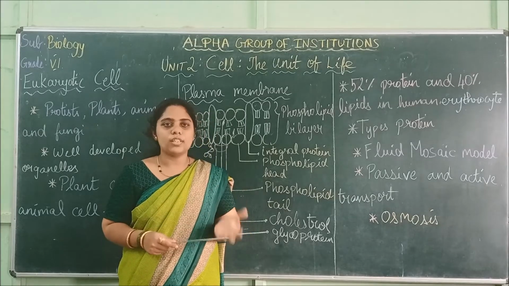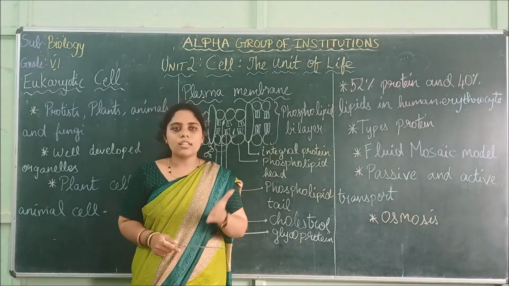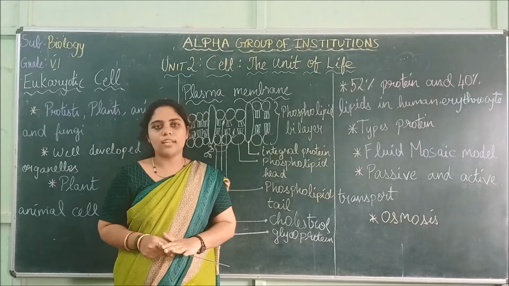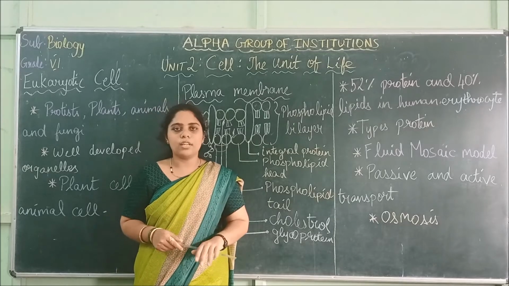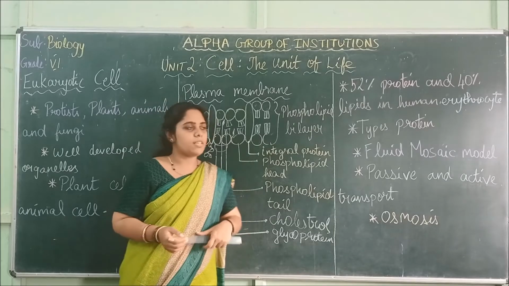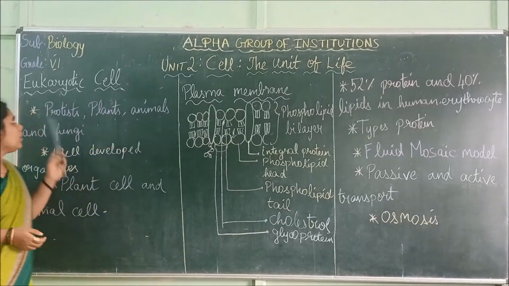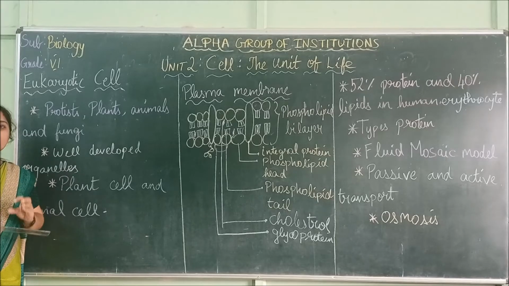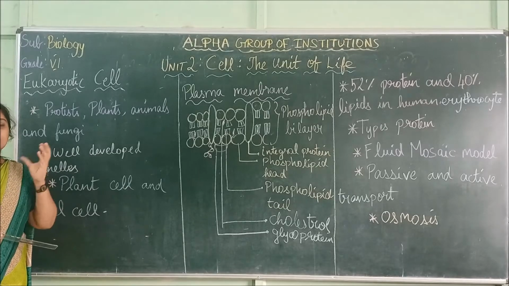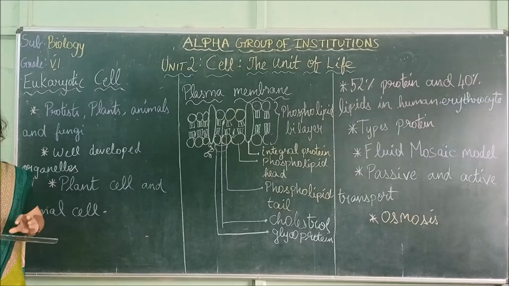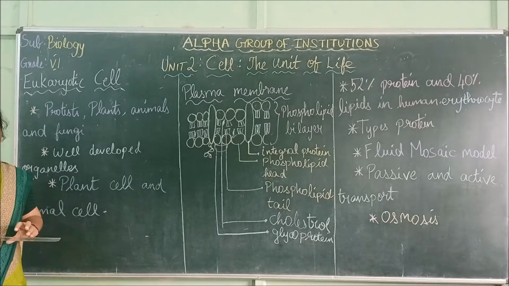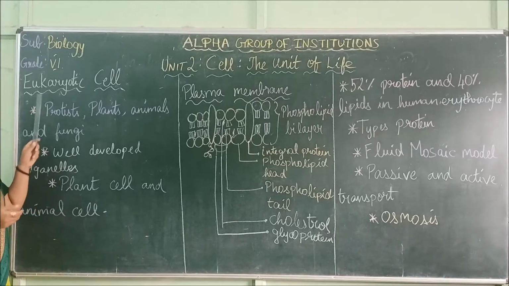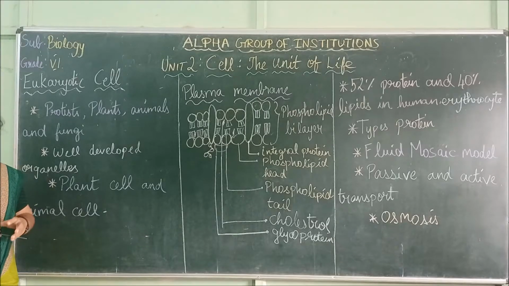So what are eukaryotes? What are the organelles that are present in eukaryotes? All those things we are going to see in this video now. Let me start with the eukaryotic cell. What is a eukaryotic cell? As I have already told you, a eukaryotic cell is one that has well developed cell organelles. So what do well developed organelles mean?